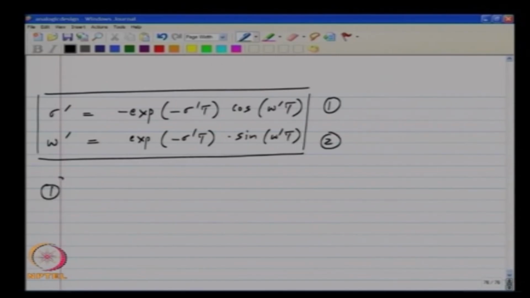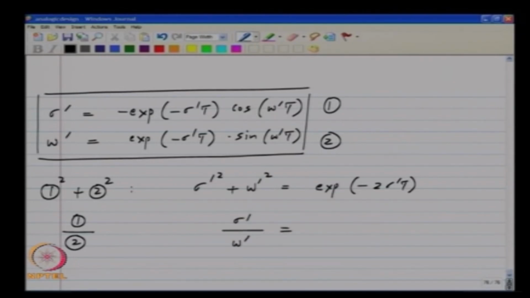First, what I will do is I will take the square of the first and the second equation. This gives me, because cos square plus sin square becomes 1, sigma prime square plus omega prime square is exponential of minus 2 sigma prime tau, and the next equation is obtained by taking the ratio of the two, which gives me sigma prime by omega prime is minus cos omega prime tau by sin omega prime tau. Okay.